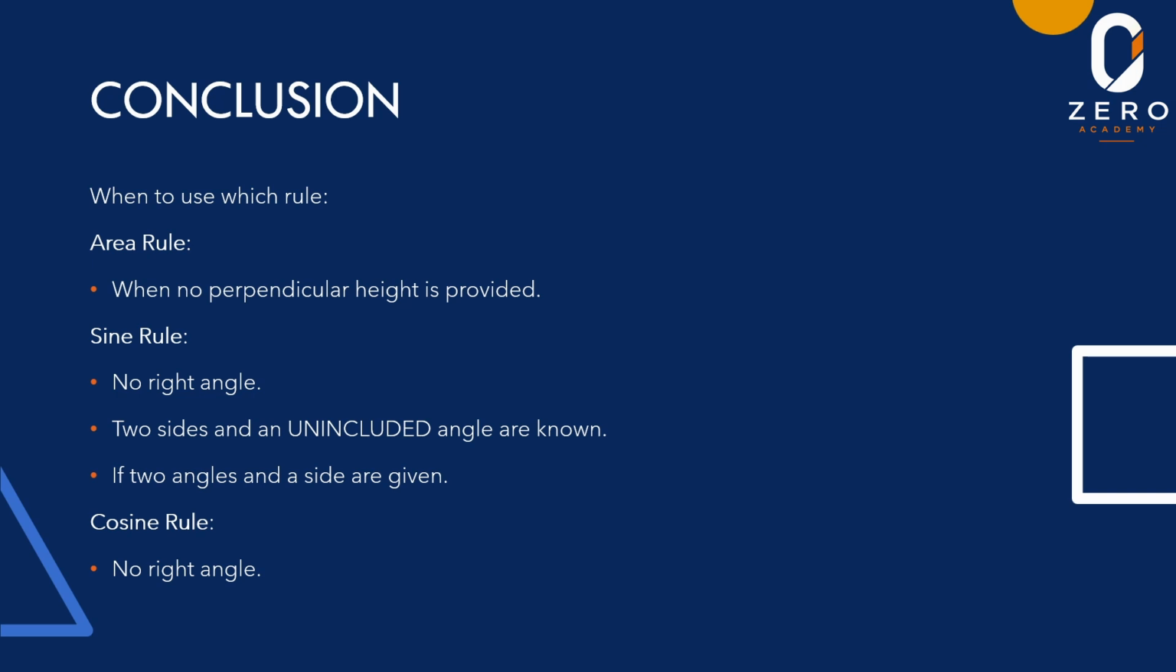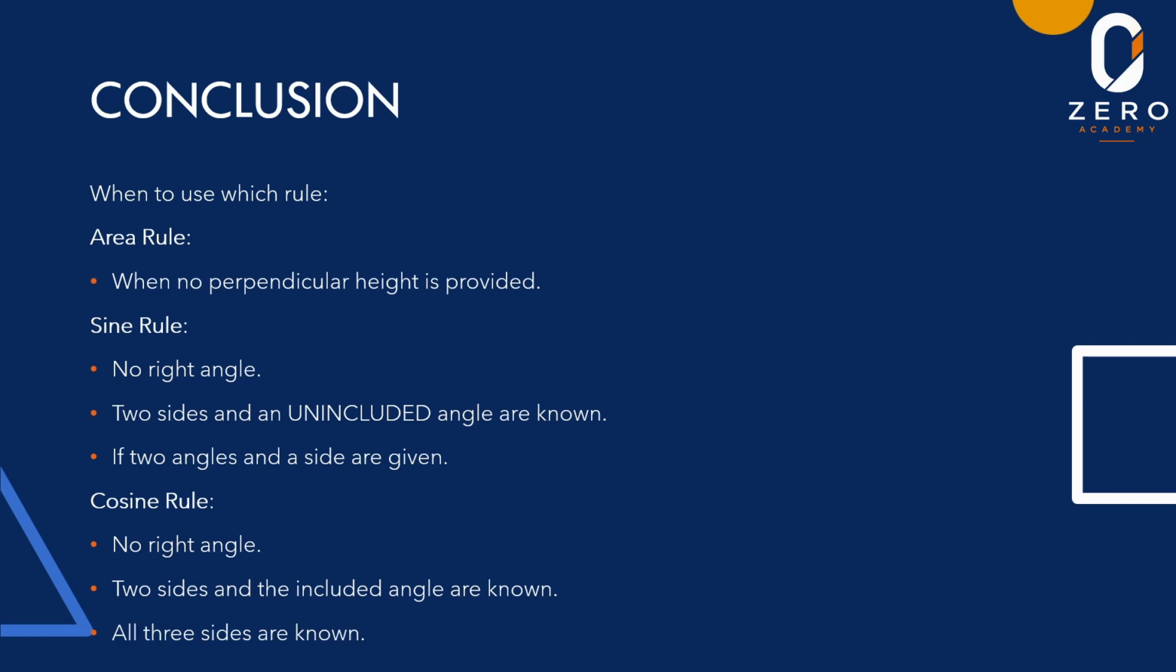And now let's take a look at when to use the cosine rule. Again, first, when no right angle is present. And the second condition, two sides and the included angle are known. And lastly, all three sides are known. That is a pretty good clue again to use the cosine rule.